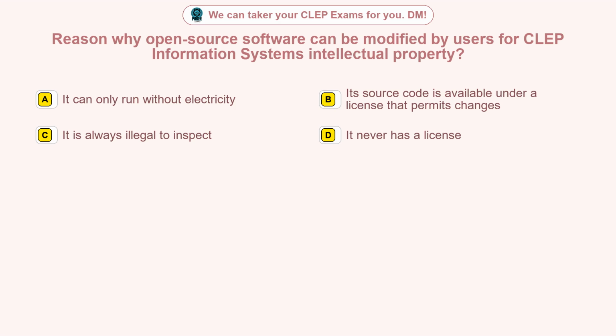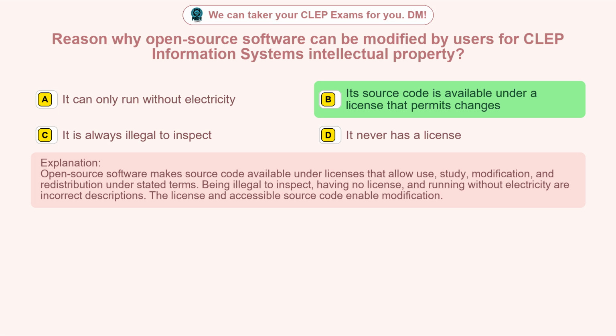Its source code is available under a license that permits changes. Option C. It is always illegal to inspect. Option D. It never has a license. The correct answer is option B. Its source code is available under a license that permits changes.